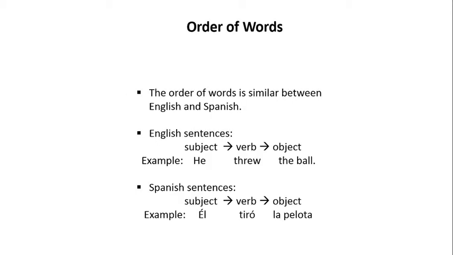Now, the order of words is similar between English and Spanish. For example, in English, we typically begin with a subject, we follow with a verb, and then we end with an object. The example is, he threw the ball. He being a subject, threw is the verb, the ball is the object. Spanish sentences follow a similar pattern. The example here is, él tiró la pelota. So the subject is él, the verb is tiró, the object is la pelota. Same sequence.